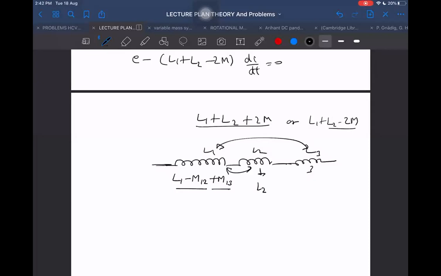L2 effective will have minus M21, or minus M12, same thing, because M12 and M21 are the same. So minus M12 and minus M23. Let us see one thing here. The magnetic field of one and the magnetic field of the third: are 1 and 3 opposing or supporting? 1 and 3 are supporting. They are in the same direction. Then what about 2 and 3, opposing? 2 and 1 will be opposing.